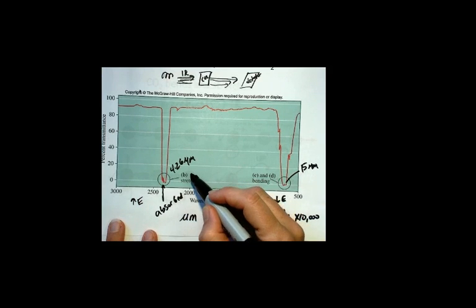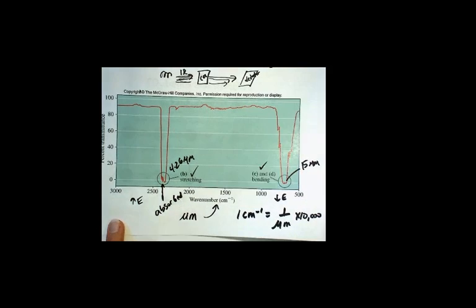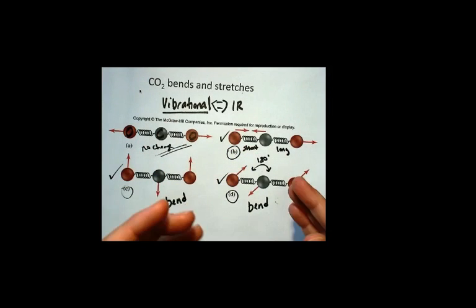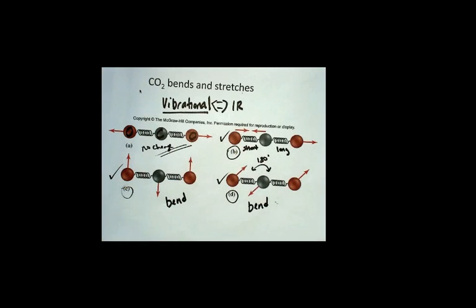This is the one that corresponds to the stretching, and this is the one that corresponds to the bending. That makes sense because we said that the stretching takes more energy than the bending. Think of a slinky. It takes more energy to stretch it than to bend it. It just kind of flops back and forth.